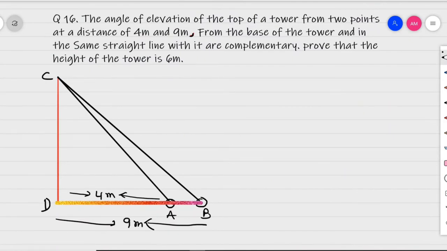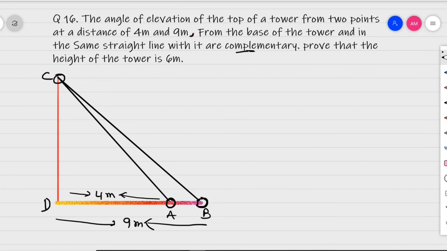Number 16. The angle of elevation of the top of a tower from the 2 points at a distance of 4 meter and 9 meter from the base of the tower and in the same straight line with it are complementary. Okay, first of all try to understand up to this one. The angle of elevation, that means somebody is looking up from 2 points. Let us take A and B as 2 points on the ground from where we can go for the angle of elevation to the top of the tower.